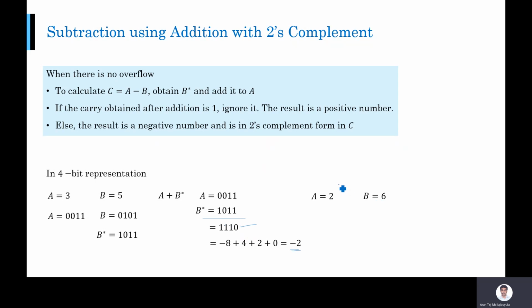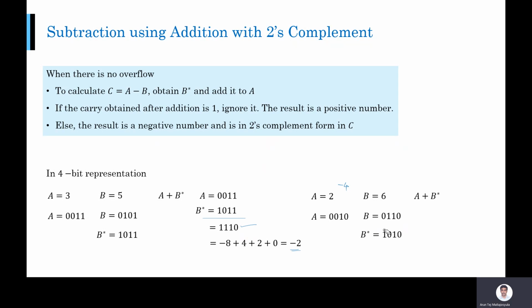A is equal to 2, B is equal to 6. So your answer should be -4. When you do the subtraction, A is 0010, B is 0110. So what is B star? I will leave the first one, and then I will complement the others. So I will get 1010.